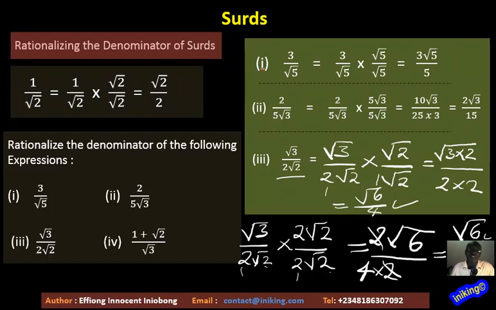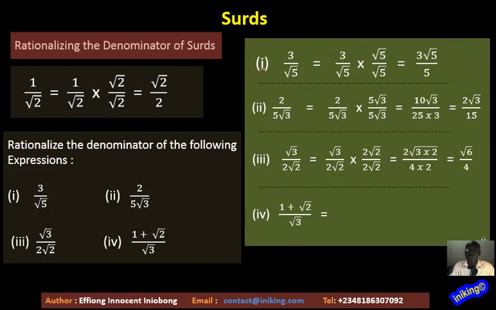So we have rationalized the denominators of the first 3 expressions: 3 root 5, 2 over 5 root 3, and root 3 all over 2 root 2. Next, we look at how to rationalize 1 plus root 2 all divided by root 3. But before then, let's write out what we have done neatly. So that's it for question 3. Root 6 divided by 4.